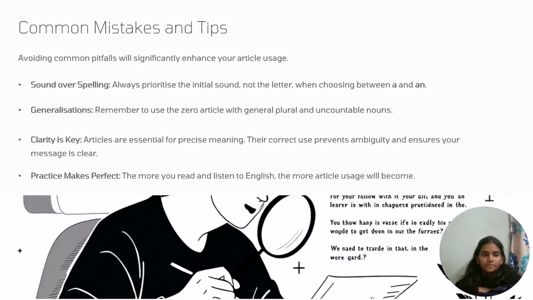Common mistakes and tips: avoiding common pitfalls will significantly enhance your article usage. Sound over spelling: always prioritize the initial sound, not the letter, when choosing between a and an. Generalization: remember to use the zero article with general plural and uncountable nouns. Clarity is key: articles are essential for precise meaning, and their correct use prevents ambiguity and ensures your message is clear. Practice makes perfect: the more you read and listen to English, the more natural article usage will become.